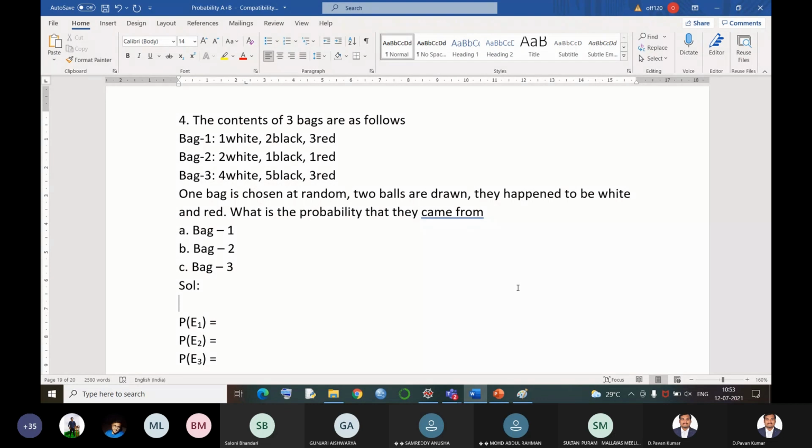Now, one bag is chosen at random. 2 balls are drawn. They happen to be white and red. What is the probability that they came from bag 1, bag 2 and bag 3 as well? So the question is, from how many bags are given, those many bags will be considered.